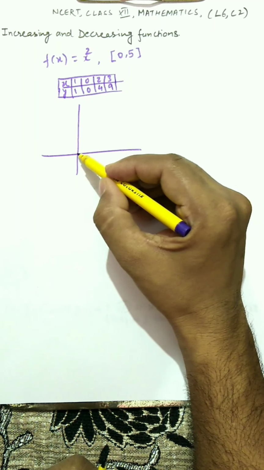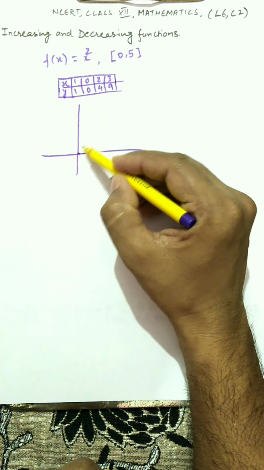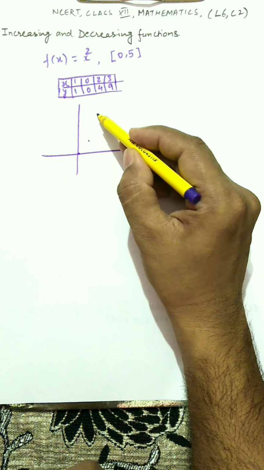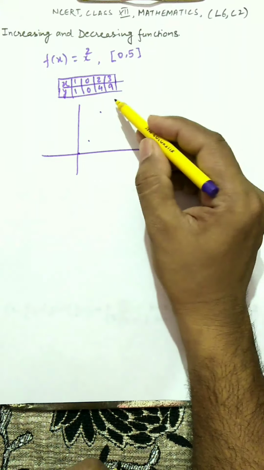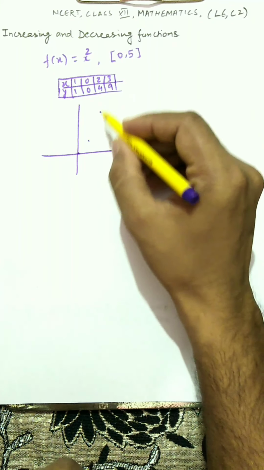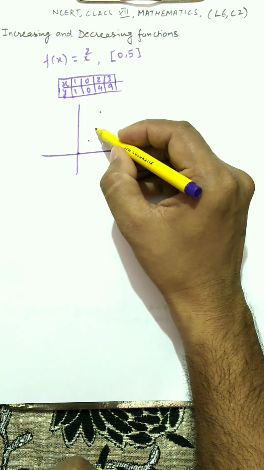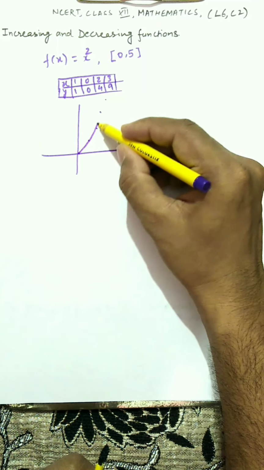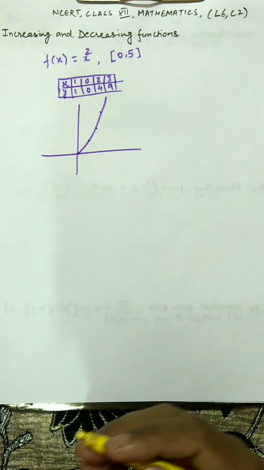So x equal to 0 is this point, x equal to 1 is another point, x equal to 2 gives y equal to 4, then 3 gives 9, like this. So the graph will be going like this.